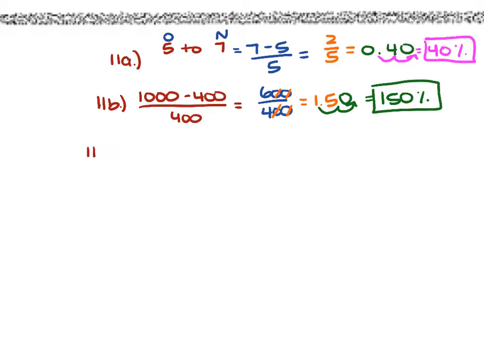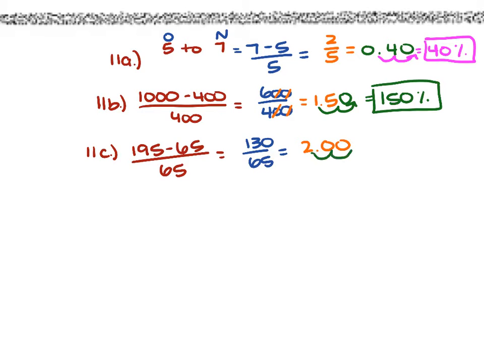For C, we are given 65 to 195. Our original is the 65, our 195 is the new. So new minus original over the original, that's 195 minus 65 over 65. The 195 minus 65 is 130 over 65 gives us 2. We can move the decimal 2 places, so that's 200%.